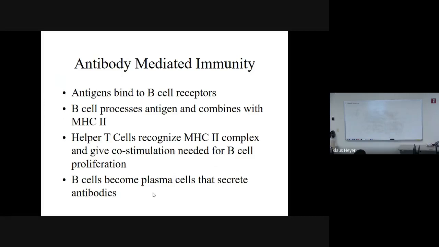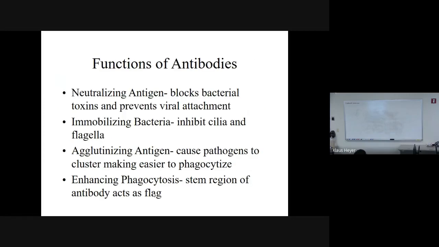What do antibodies do? These are the functions of antibodies. That'll be a question. And that's it. I've got at least 10 questions here. It's a lot. But you've been studying every day, so you're up to date.